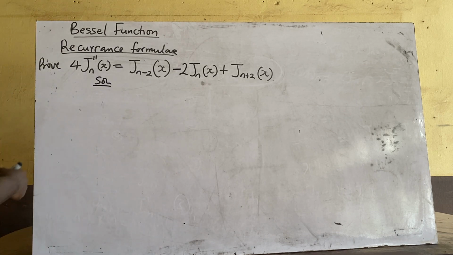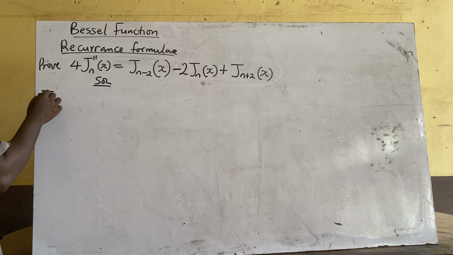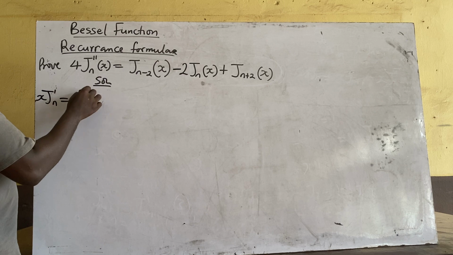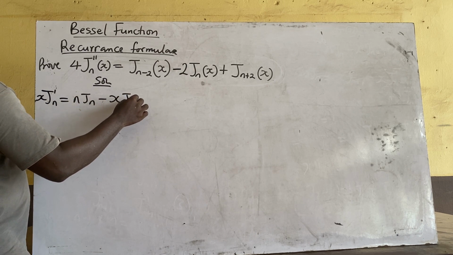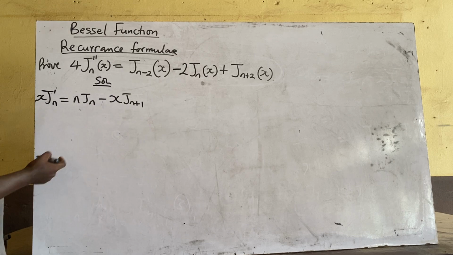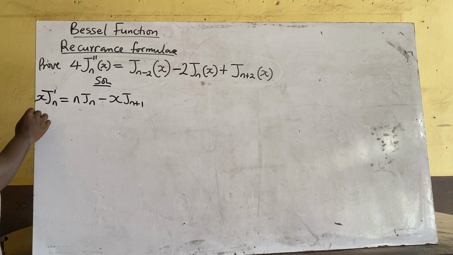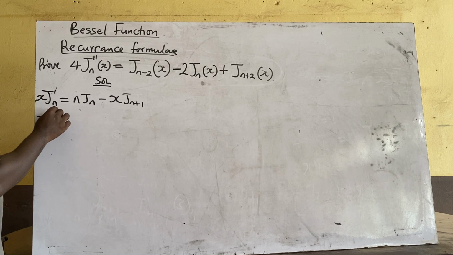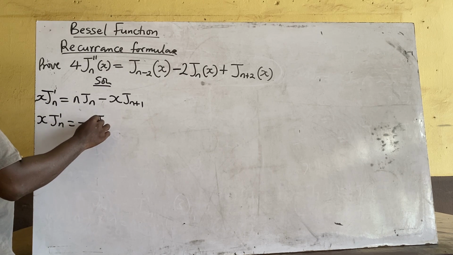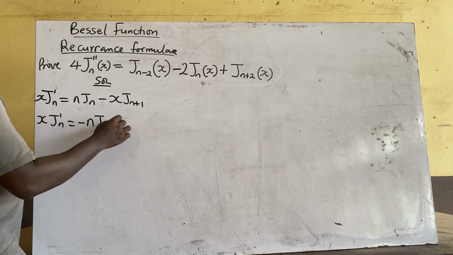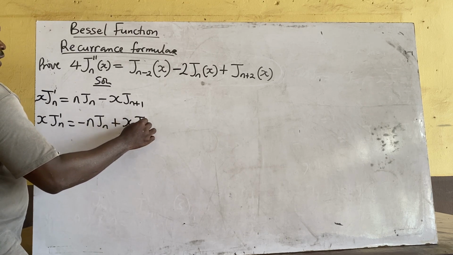Now to do this, we know the first recurrence formula that says x J prime n is equal to n J n minus x J n plus 1. The preceding one will always come with minus. And then another one says that x J prime n is equal to negative n J n plus x J n minus 1.